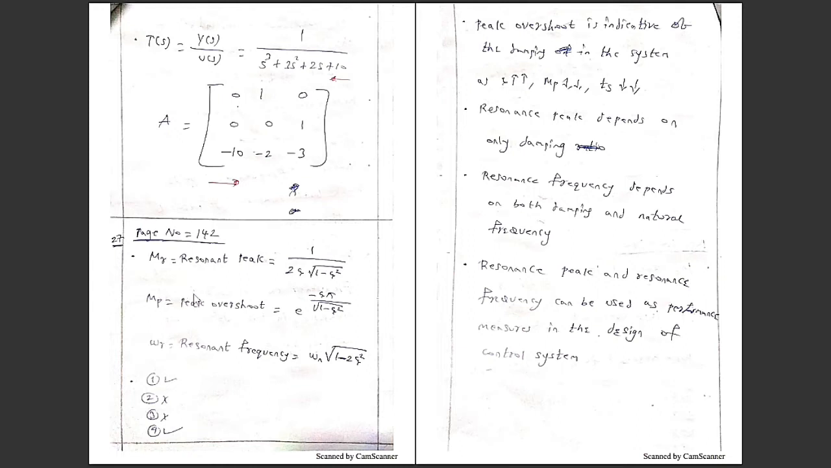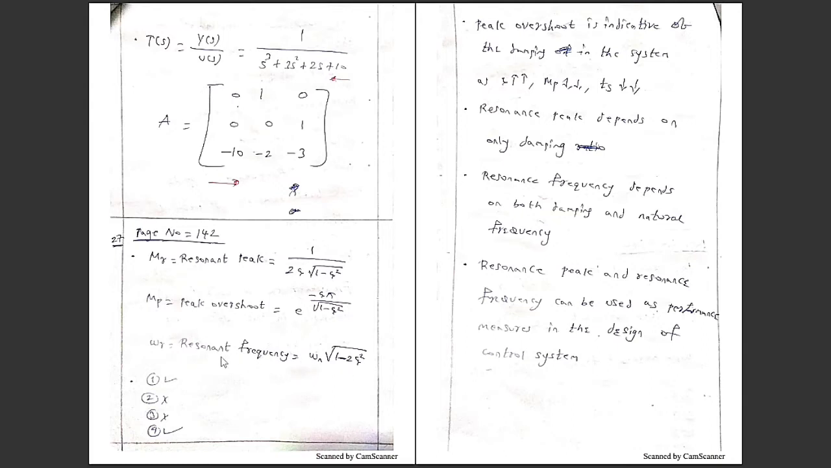So I recommend you remember these three formulas: MR is called the resonant peak, which is 1 by 2 zeta root over 1 minus zeta square, and MP is called the peak overshoot, which is e to the power of minus zeta pi by root over 1 minus zeta square, and omega r is called the resonant frequency, equal to omega n into root over 1 minus 2 zeta square.